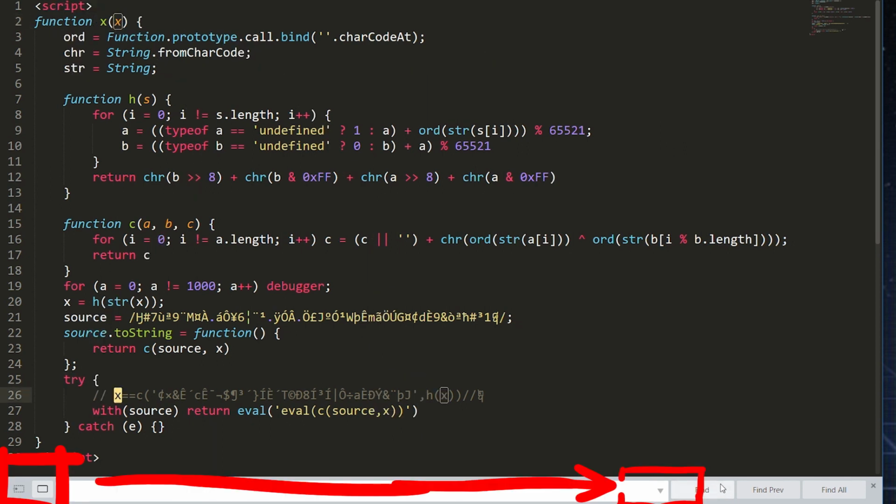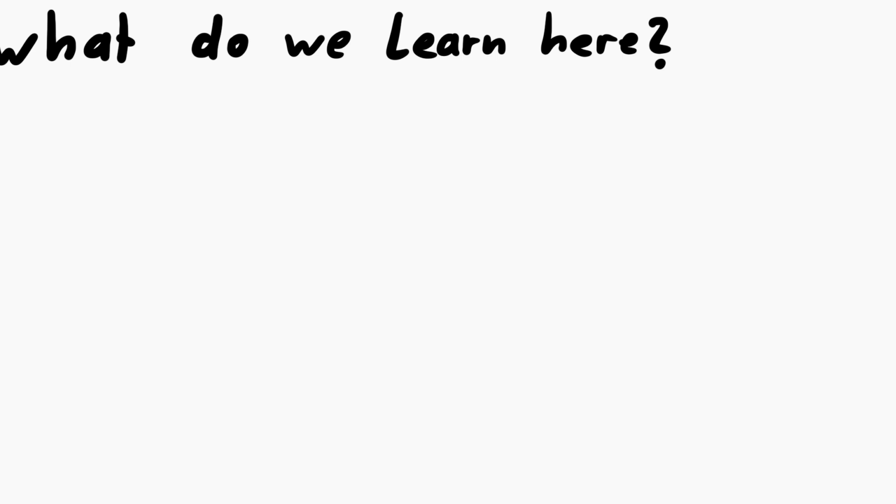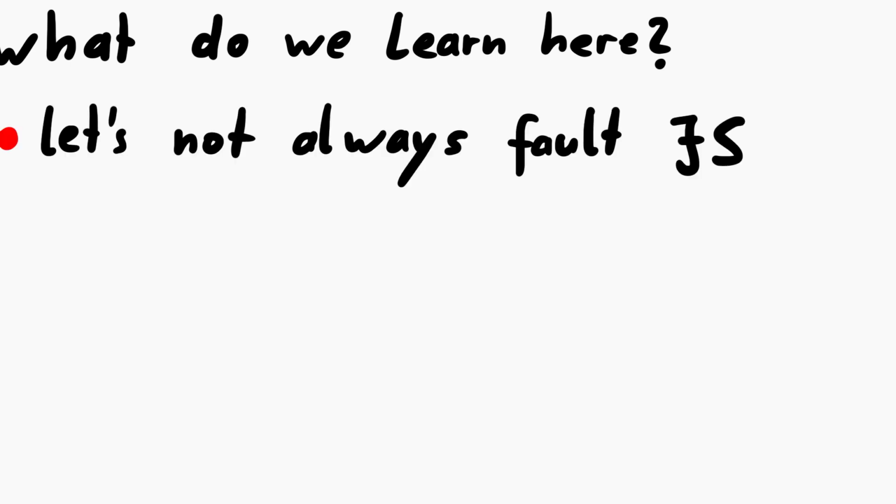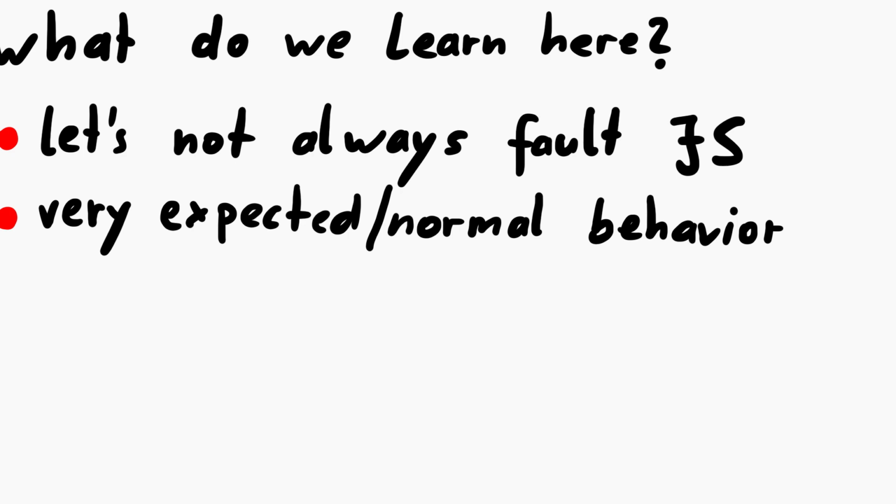And by searching for that Cyrillic x, you see that the parameter is used in the inner x, but it's not the x outside. What do we learn from that? Let's not always assume JavaScript is messed up. That's actually very logical and probably works in any language exactly like that.